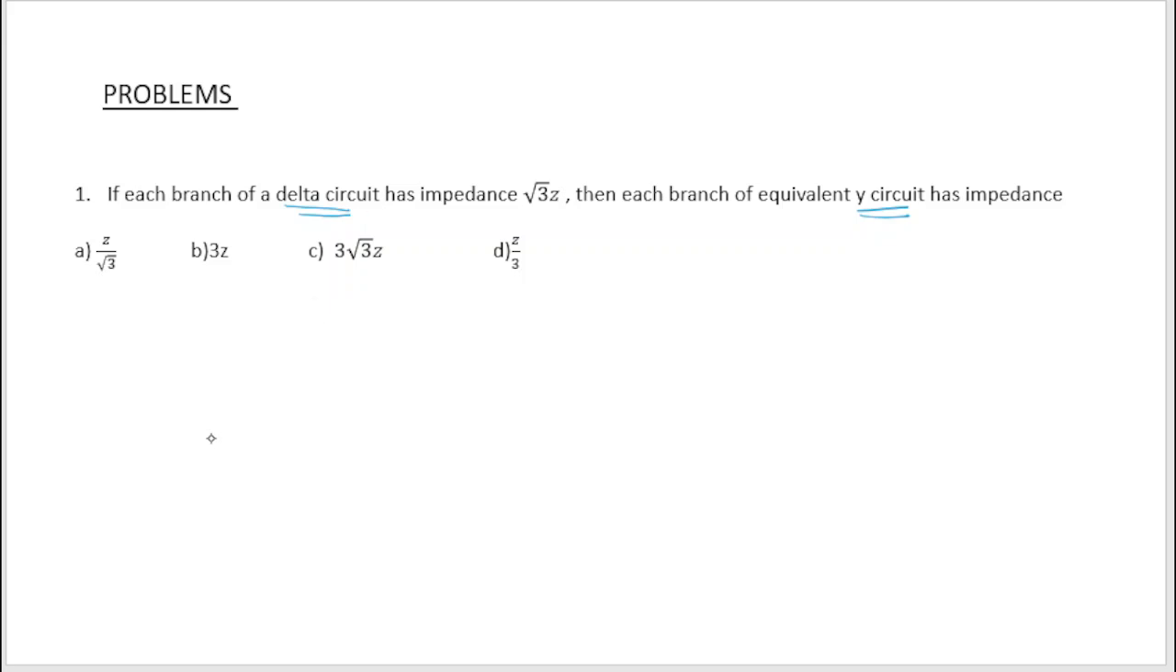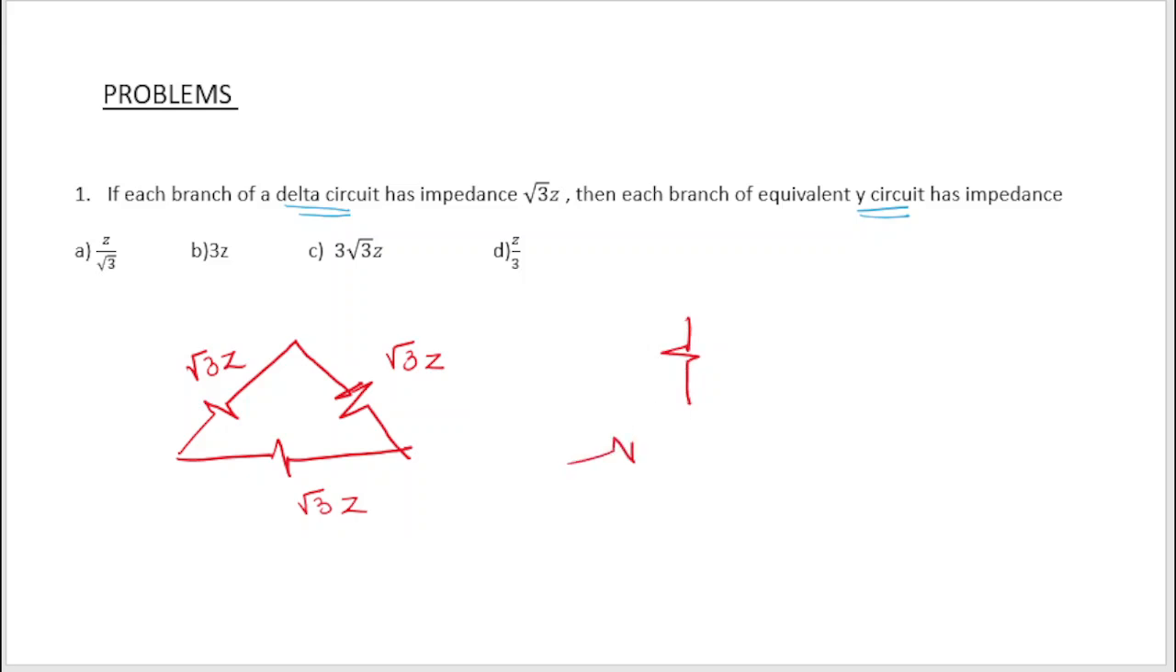So here is the delta circuit whose elements are root 3 Z. We have to convert it into an equivalent star. So all the elements will be divided by 3, that is root 3 Z by 3, which is equal to Z by root 3. So the answer will be option A.